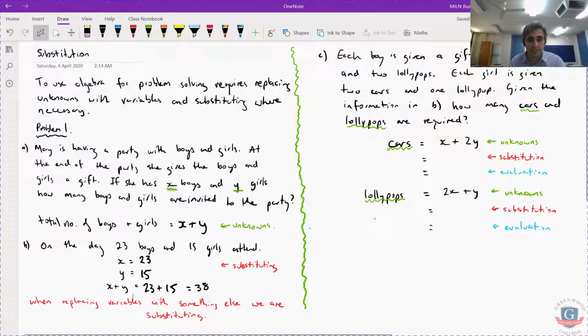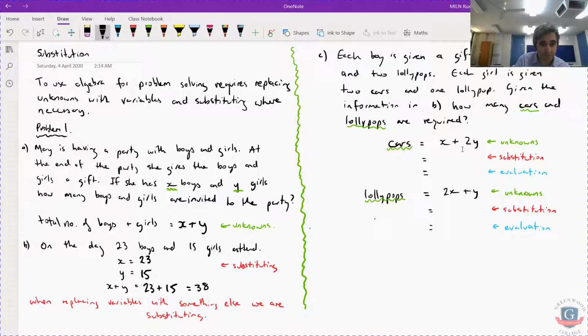Now, here's where we have to be a little bit careful. We know that there's X boys and Y girls, and we know that for cars, let's see, a boy gets a car and a girl gets 2 cars. So we're going to need a car for each boy and 2 cars for each girl. So let's see what that looks like in numbers.